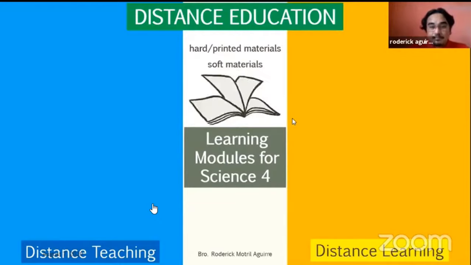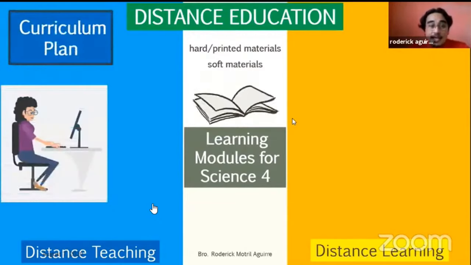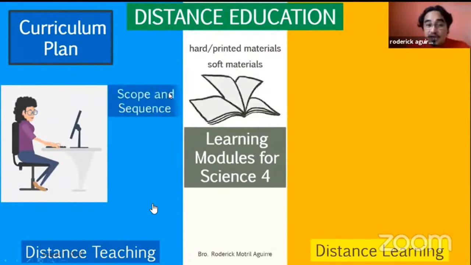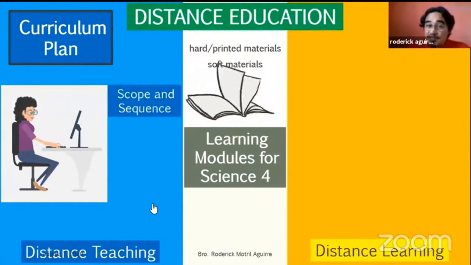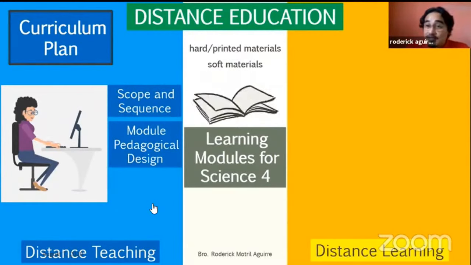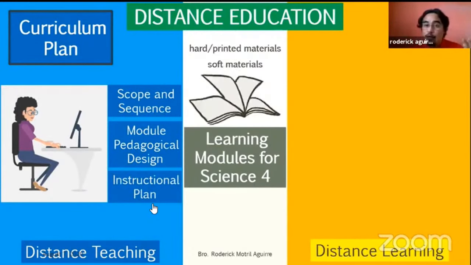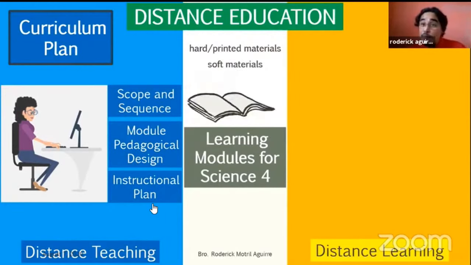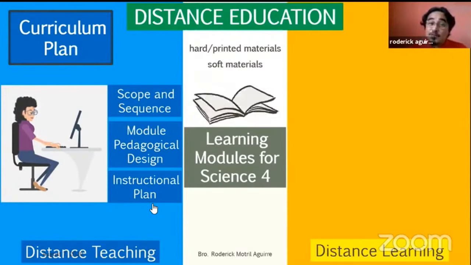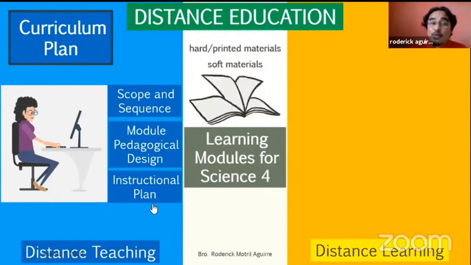Okay? Now, in distance education, ako na nagsusulat ng modules, I have to think of the scope and sequence, the module pedagogical design, and the instructional plan. So, ibig sabihin, paano ko gagawin po ito? Paano ko gagawa ng module para sa mga estudyante sa Science 4? Ang una kong gagawin pala, gawa muna ako ng curriculum plan. The curriculum plan must have scope and sequence, module pedagogical design, and instructional plan.